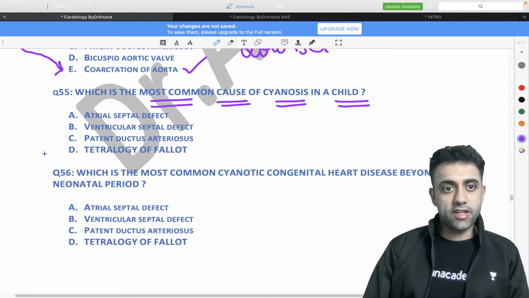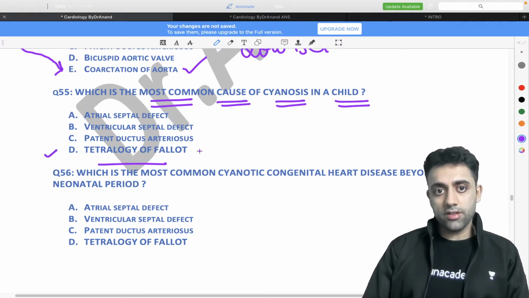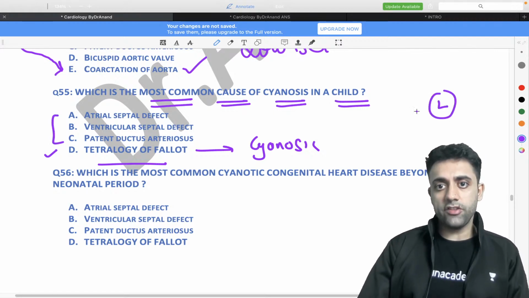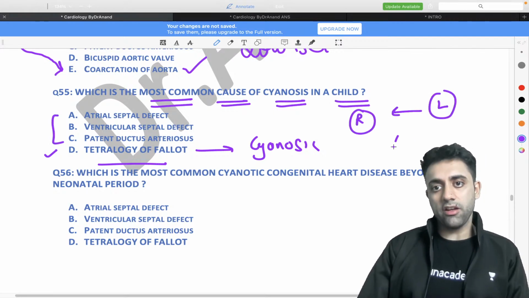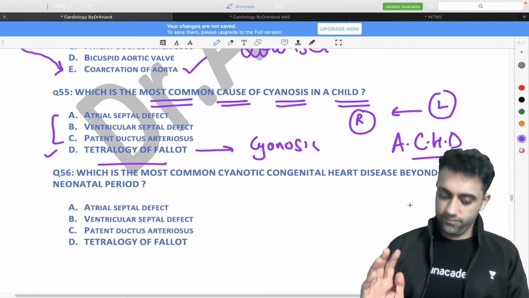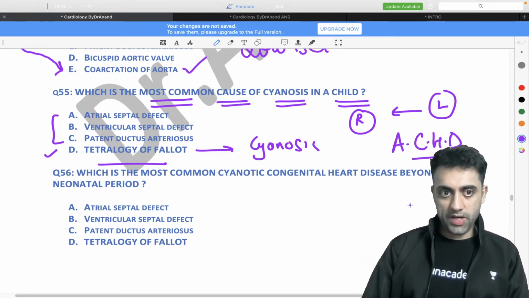Question 55, tetralogy of Fallot. In tetralogy of Fallot, you will see cyanosis in a child, whereas ASD, VSD, and PDA are all left to right shunts, and they all are acyanotic congenital heart disease. Yes or no? Very good. Question 56.